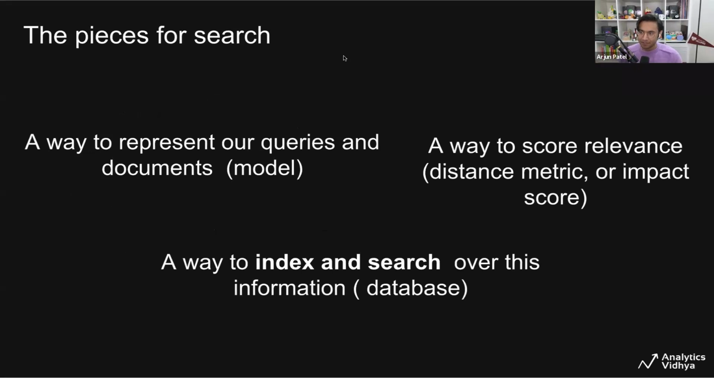When we think about building search systems, there's three parts that we need. We need a way to represent our queries and documents, which will be done by something called a model. We need a way to score queries and documents, which will allow us to understand what queries are important to what documents. That might be a distance metric or an impact score, if you've heard of those before. And then we need a way to index and search over this information. So when I start to explain sparse models, dense models, keyword search, I want you to think about these three pieces and what pieces we're improving on and changing as we're developing these models.